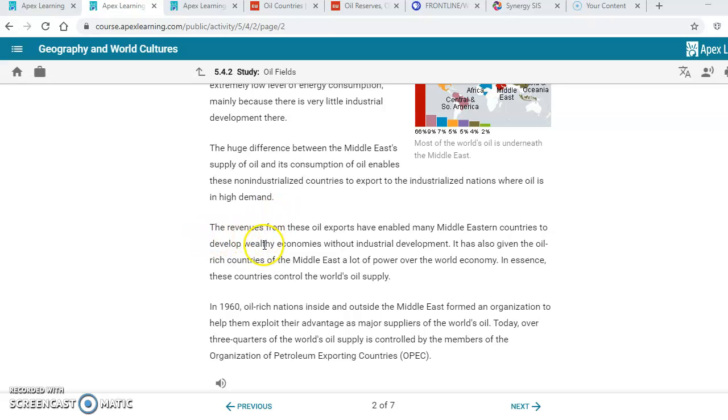The revenues, which is the money made, we talked about that in economics, from these oil exports, meaning things that are shipped out of the country, have enabled many Middle Eastern countries to develop wealthy economies without industrial development. It has also given the oil-rich countries of the Middle East a lot of power over the world economy. In essence, these countries control the world's oil supply. Okay, that's self-explanatory, but listen to this.